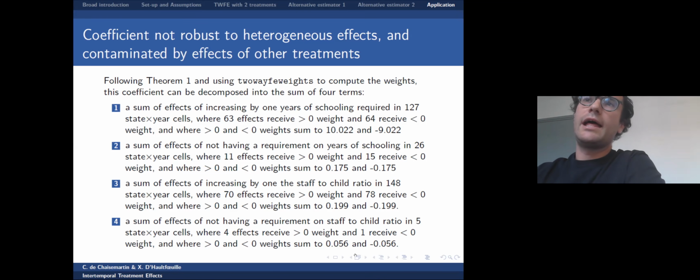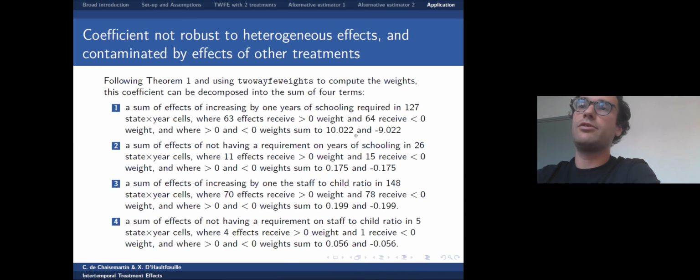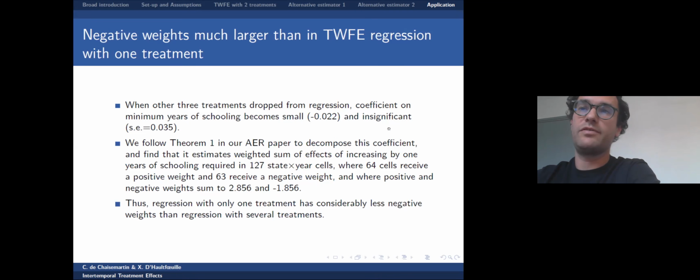Okay. And what's interesting is that when you drop the other 3 treatments from the regression, you only keep the years of schooling treatment, the coefficient changes dramatically and becomes insignificant. And if you use the result from our AER paper to decompose that coefficient, it's now estimating a weighted sum of the effect of that treatment, the years of schooling treatment, with positive and negative weights. But you can see that the negative weights are much smaller than in the regression with several treatments.